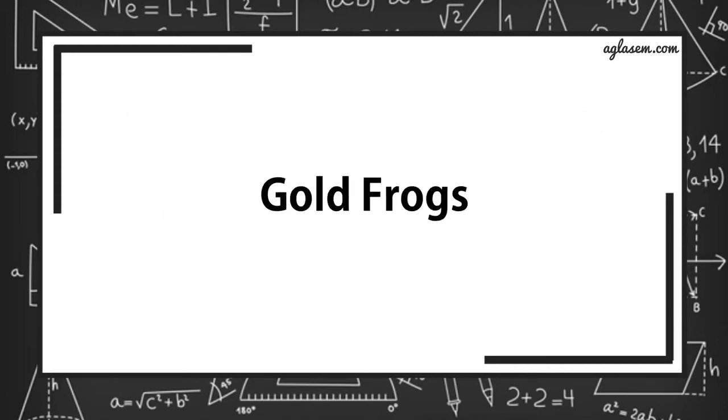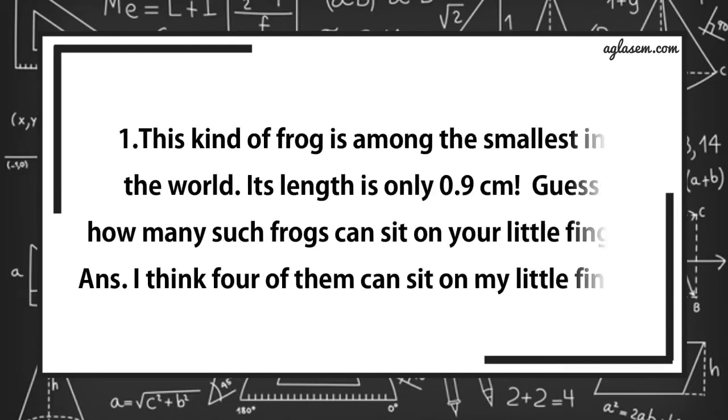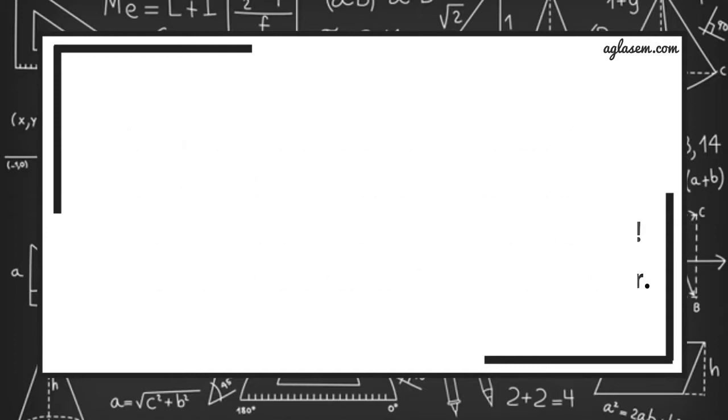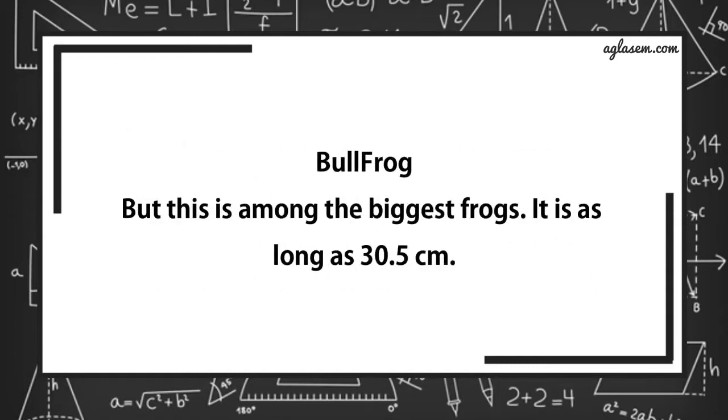Now, gold frog. Here question number 1 says, this kind of frog is among the smallest in the world. Its length is only 0.9 centimeter. Guess how many such frogs can sit on your little finger? Answer is, I think 4 of them can sit on my little finger. Further, bullfrog. This is among the biggest frogs. It is as long as 30.5 centimeter.